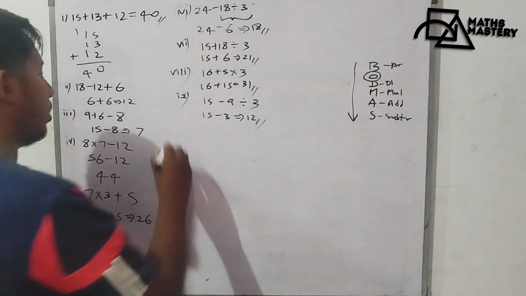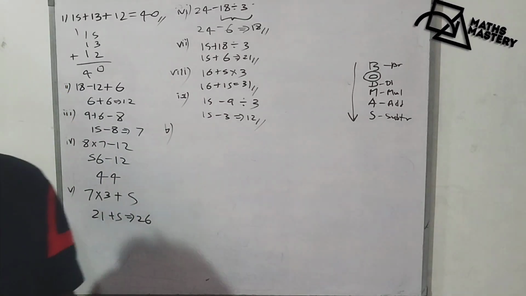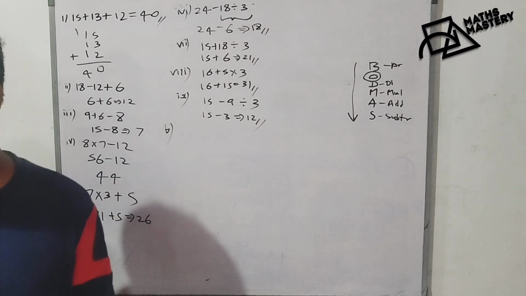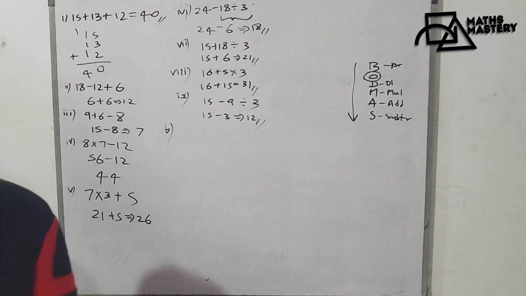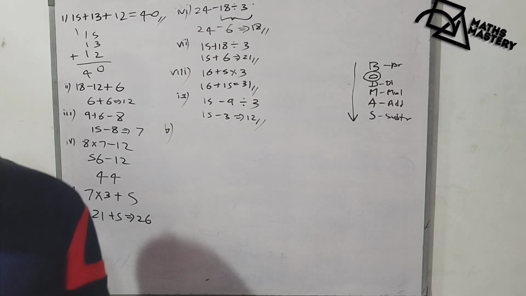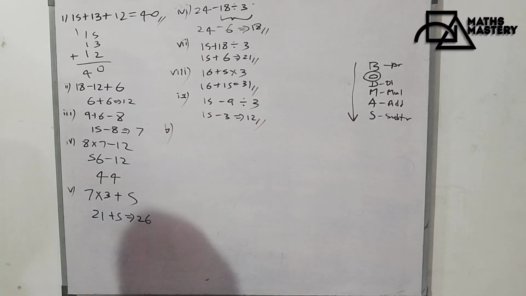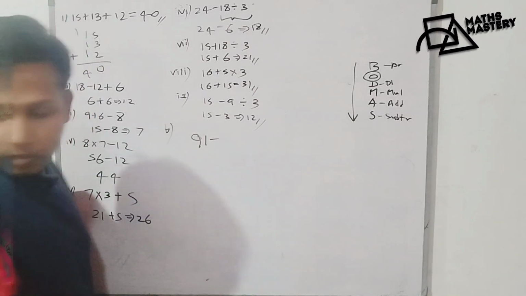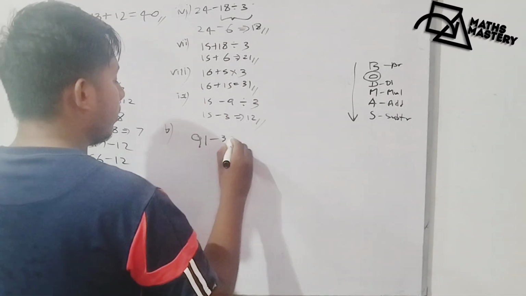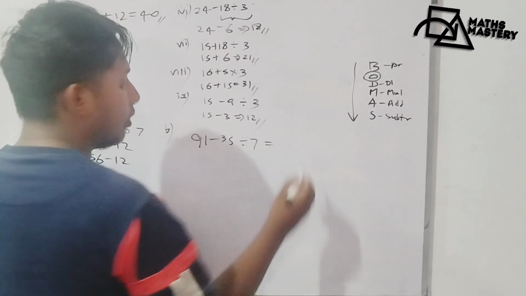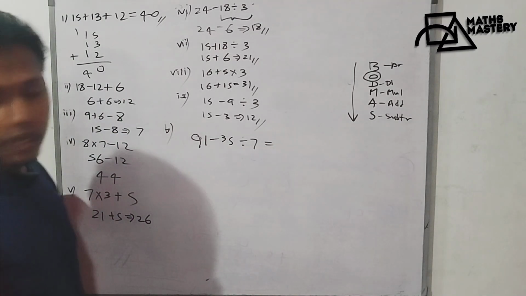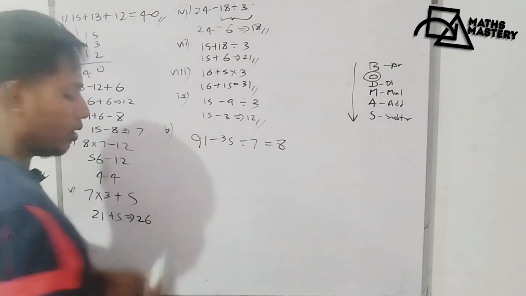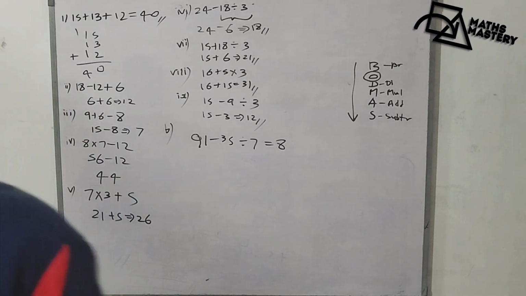Okay, let's go for the B part. Let's read the question. Jacinta says, when we simplify 91 minus 35 divided by 7, we get 8 as the answer. Explain why Jacinta's answer is incorrect. Okay, so what she is telling is 91 minus 35 divided by 7 is equal to 8, it seems. But we have to prove that this is not equal to 8. So how are we going to do this?